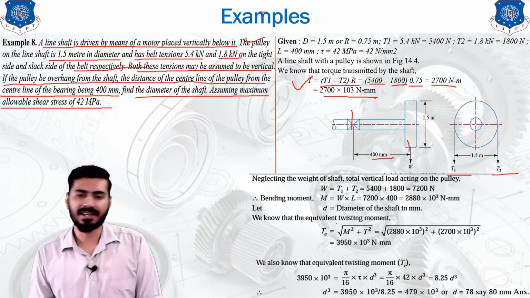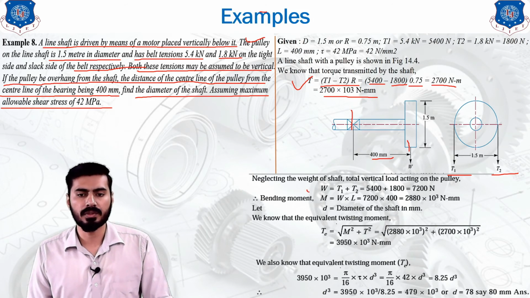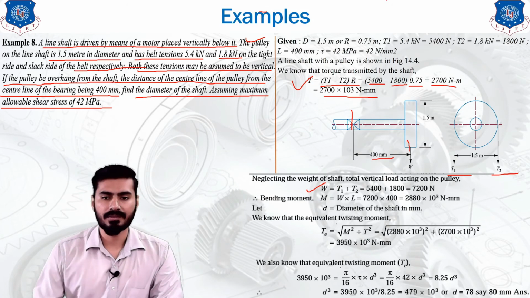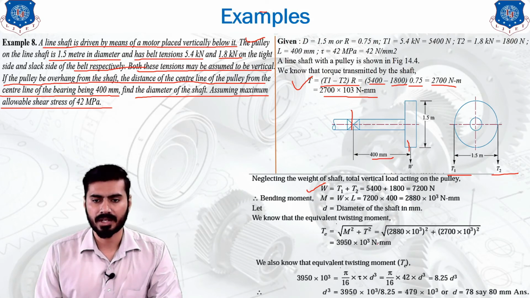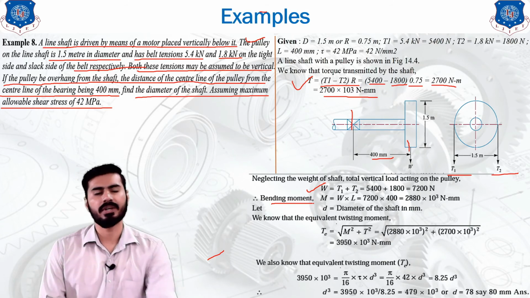So now neglecting the weight of the shaft, the total vertical load acting on the pulley is W equals T1 plus T2. Now we know the value of the load that is to be supported by the shaft. Then we can directly calculate the bending moment that is required to be supported by the shaft.